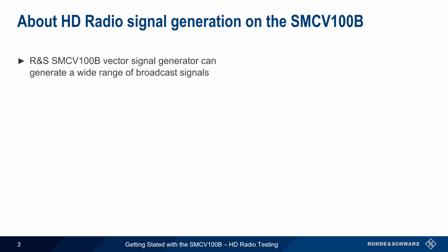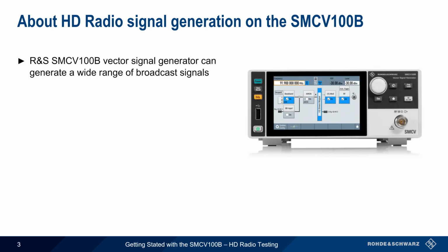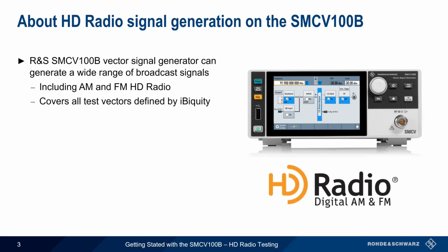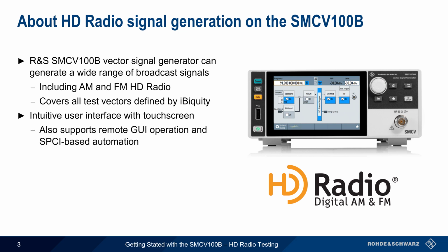The Rohde & Schwarz SMCV100B is a compact vector signal generator that can be used to generate a wide variety of both audio and video broadcast signals. This includes both AM and FM HD radio signals and all test vectors defined by Xperi. The SMCV is operated via a touchscreen and intuitive graphical user interface, but it can also be remotely controlled over VNC and supports industry-standard SCPI-based test automation.